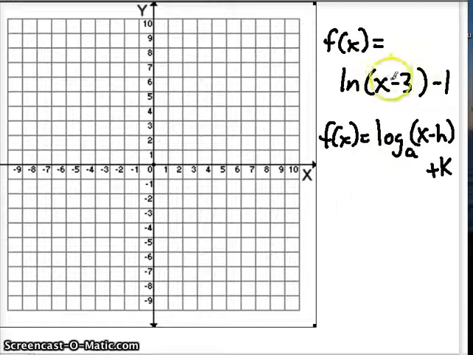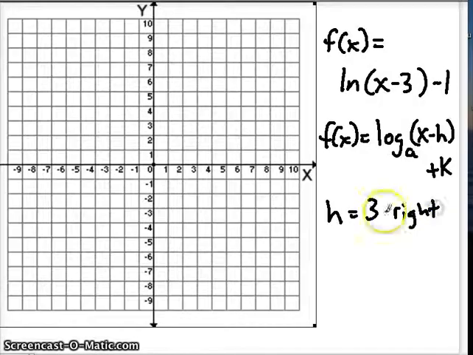So our h value for this one right here is positive 3. So I'm going to shift it right 3 units. My k value is exactly what it looks like. It's -1.